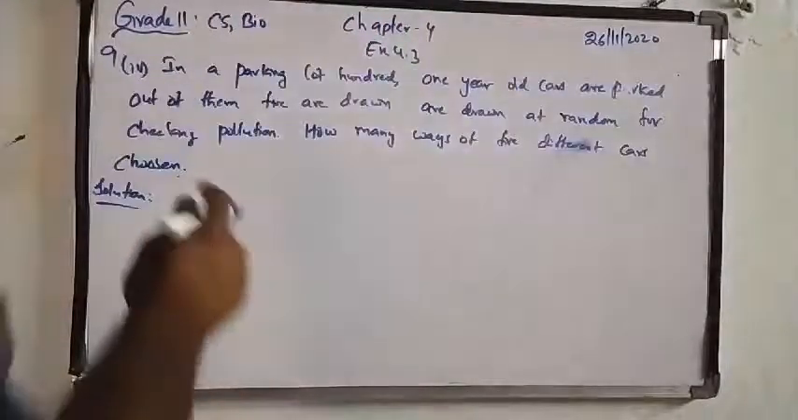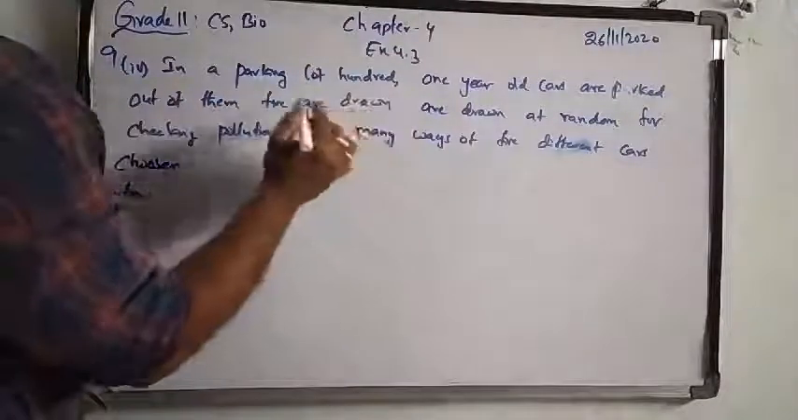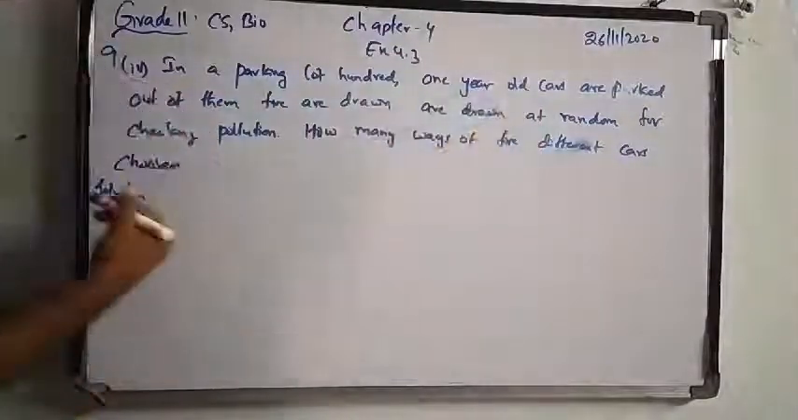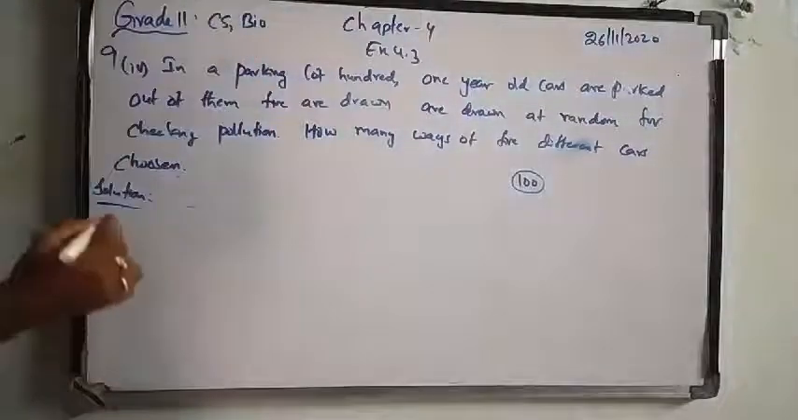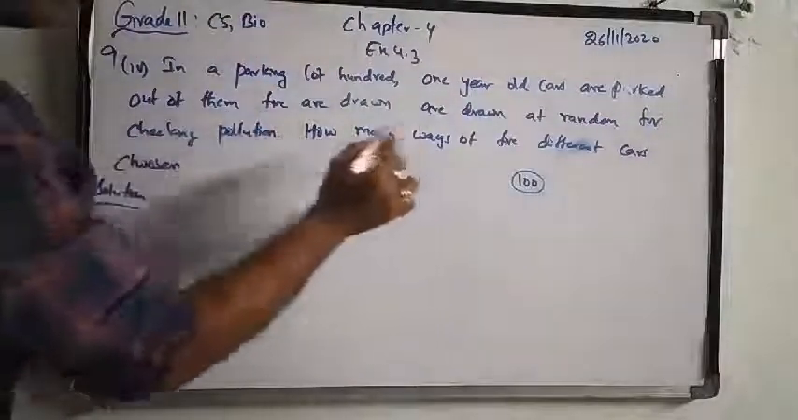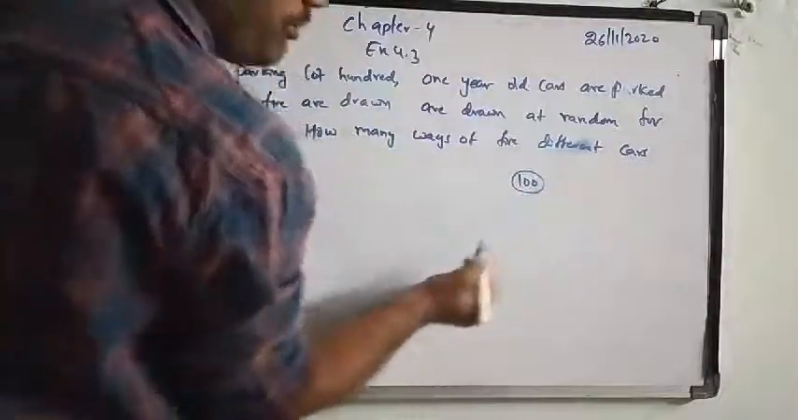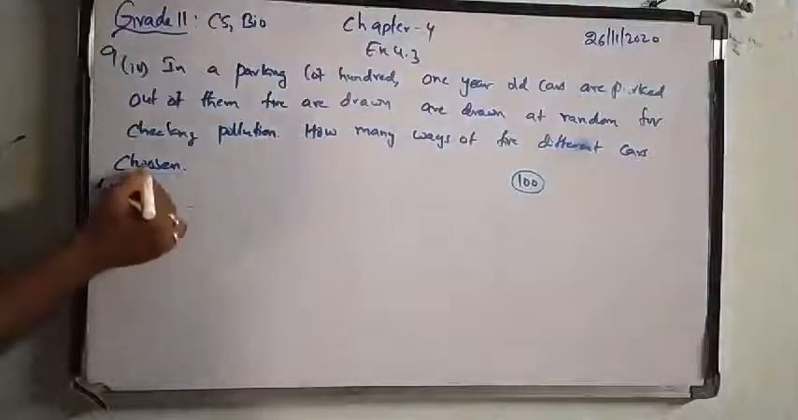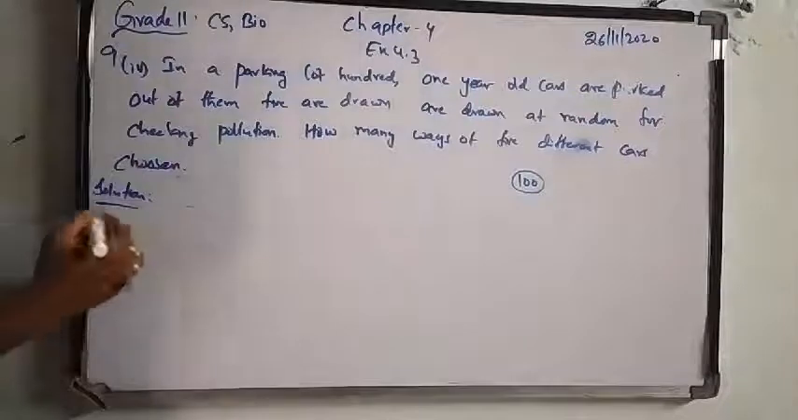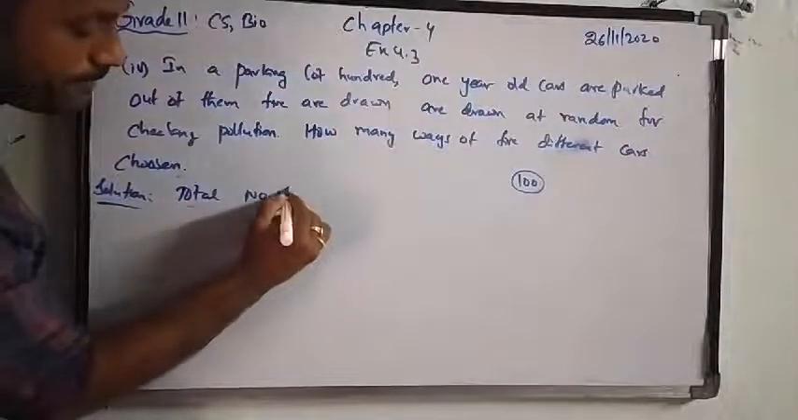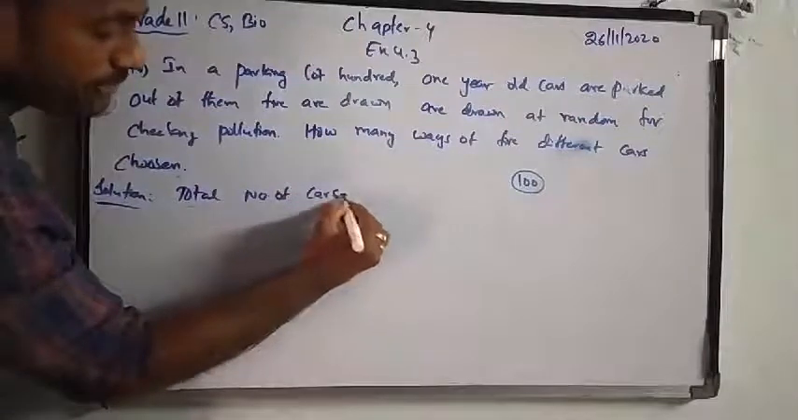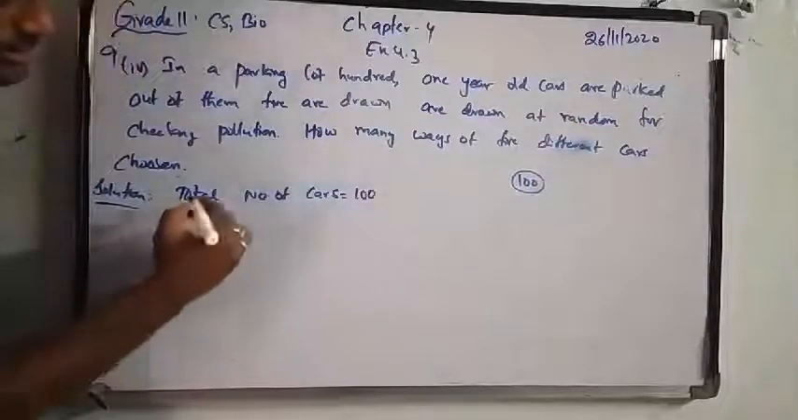Okay. Next question. In a parking lot, 100 old cars are parked. So totally there are 100 old cars which are parked in the parking lot. Out of them, 5 are drawn at random. So from these 100, we are going to select 5 different cars. So how many ways can we select? So total number of cars is 100.